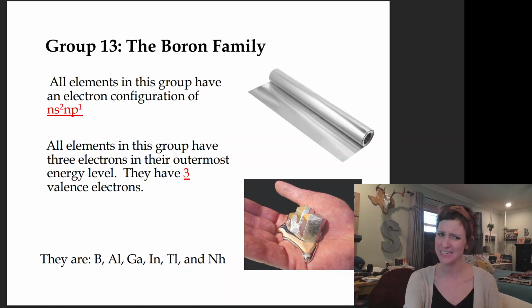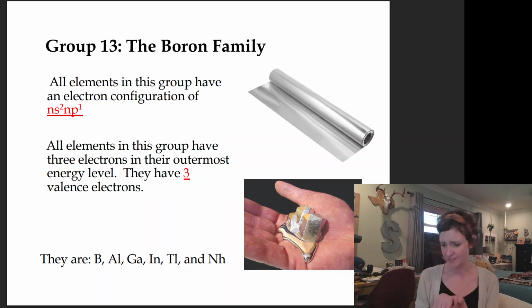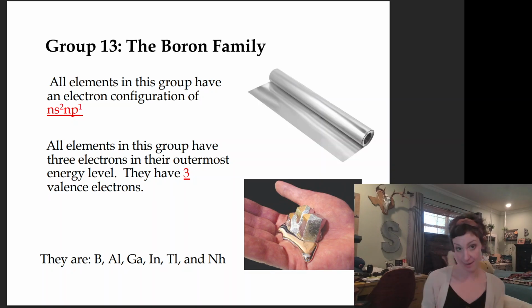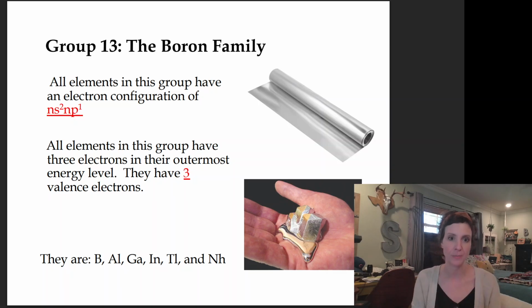Next groups. These next groups, 13, 14, 15, 16, do not have a special name, so I'm not going to spend a lot of time talking about them, especially since they're the groups that cross over the staircase, where we do know that we tend to have some metal representatives and some non-metal representatives. So it's kind of hard for us to characterize these specific groups as being true families that have a cohesive kind of behavior.